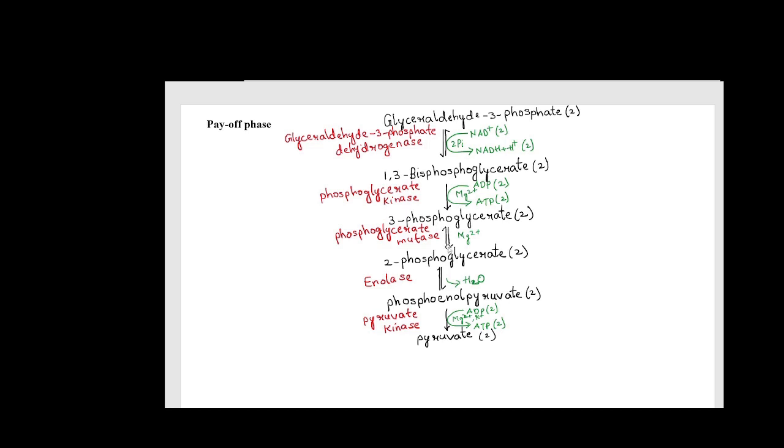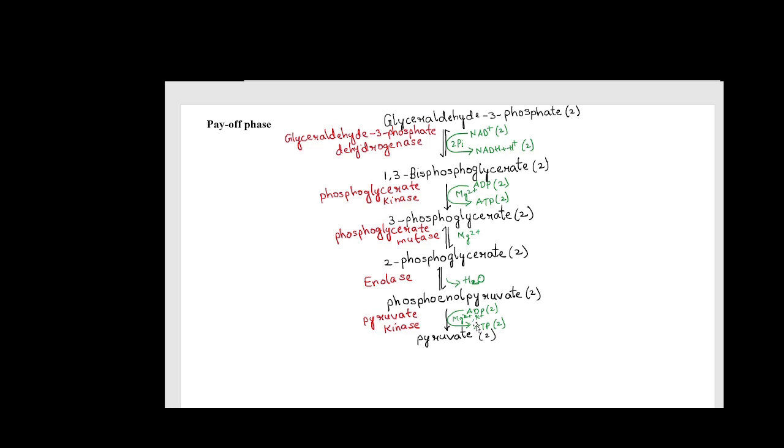3-phosphoglycerate is then converted to 2-phosphoglycerate by phosphoglycerate mutase. The enzyme enolase removes a water molecule from 2-phosphoglycerate to make it phosphoenolpyruvate. Then the enzyme pyruvate kinase converts phosphoenolpyruvate to pyruvate. Here one more ATP is formed. Even this is substrate level phosphorylation, as the phosphate group is coming from the substrate to ADP to form ATP.